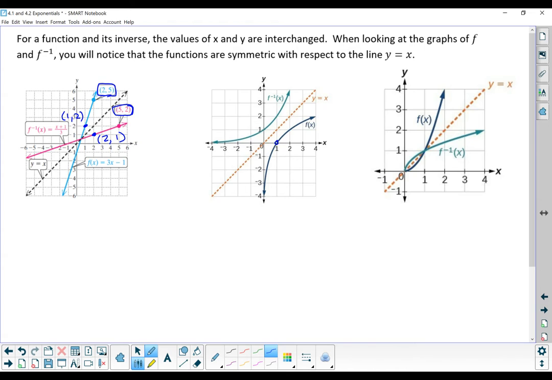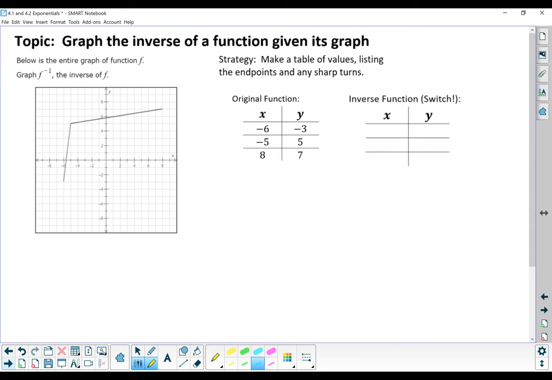Here's another example, (1, 0). The inverse goes through the point (0, 1). The x and y are switched. You might also notice the symmetry that you can see on these graphs. When you think of that diagonal line as like a mirror, the two sides are a reflection of each other.